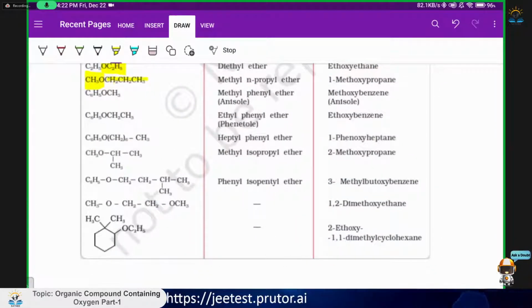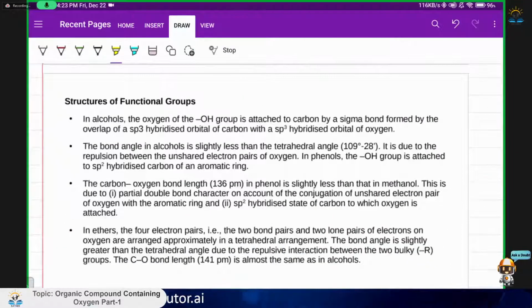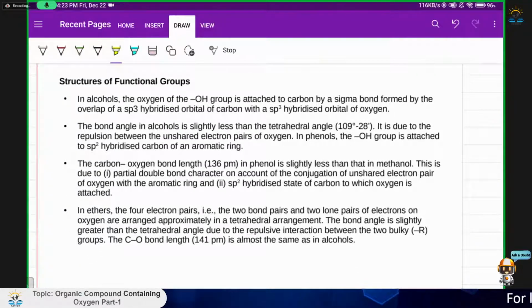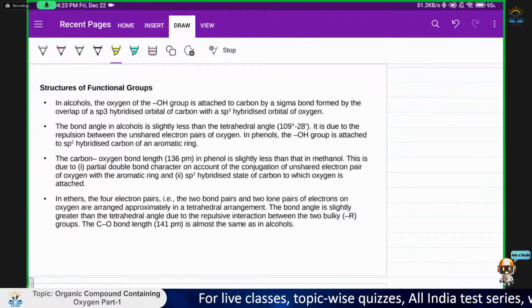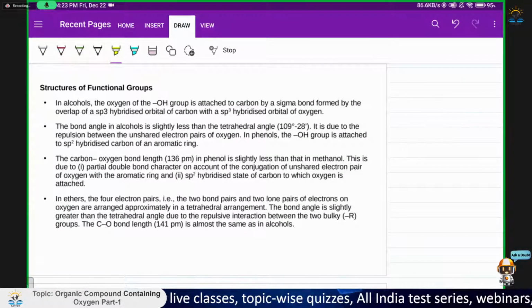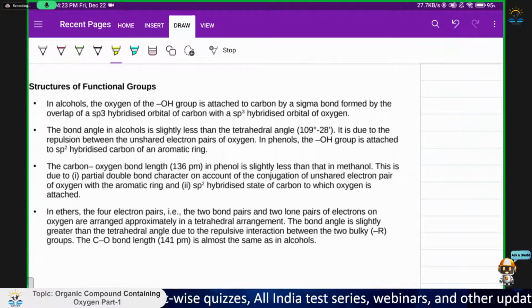Okay, now moving on to structures of functional groups. In alcohols, the oxygen of the OH group is attached to carbon by a sigma bond formed by the overlap of an sp3 hybridized orbital of carbon with an sp3 hybridized orbital of oxygen. So when OH is bonded to a carbon atom, the sp3 hybridized carbon is overlapping its orbitals with the sp3 hybridized orbital of oxygen. The bond angle in alcohol is slightly less than the tetrahedral angle. It is due to the repulsion between the unshared electron pairs of oxygen.